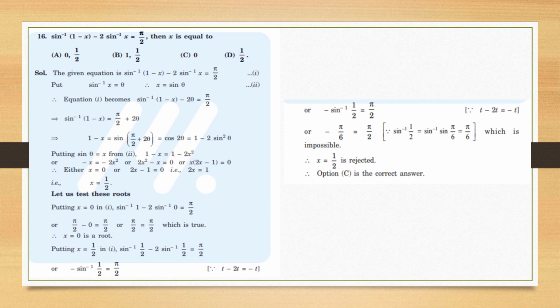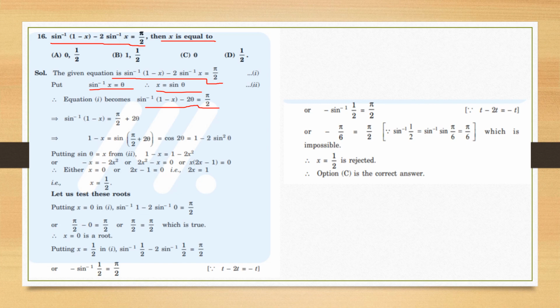Question number 16 is sin inverse (1 minus x) minus 2 sin inverse x is equal to pi by 2. Then the value of x is, so we have to solve it to get the value of x. Out of these 4 options, 1 is correct. So let us start with it. The given equation is sin inverse (1 minus x) minus 2 sin inverse x equal to pi by 2. So I put sin inverse x as theta, so x is sin theta. So equation number 1 becomes sin inverse (1 minus x) minus 2 theta is equal to pi by 2.